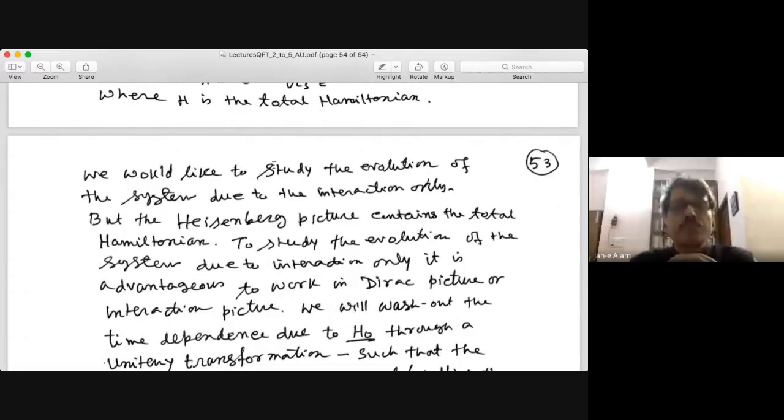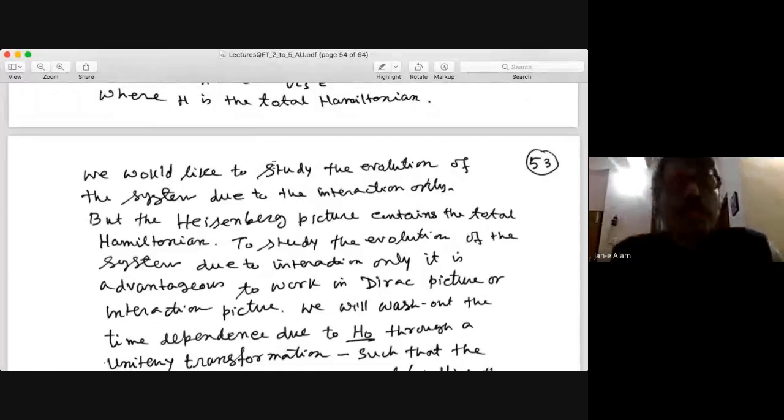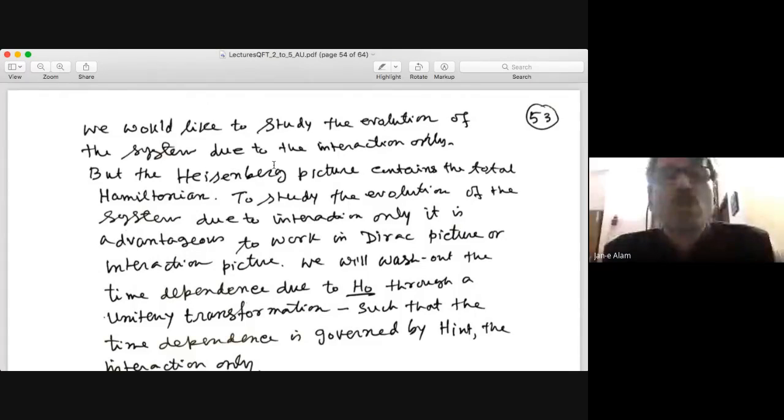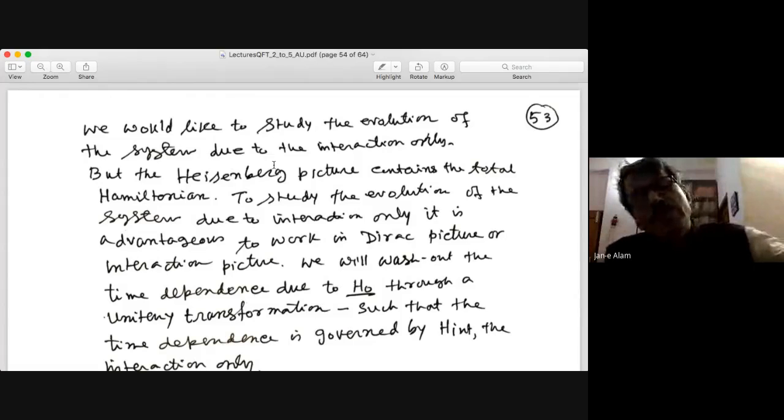So you see, I have written in detail that we would like to study the evolution of the system due to the interaction only. But in the Heisenberg picture, please note that it is the total Hamiltonian. It is not containing only the interaction part. It is containing the total part. I want to separate that out. So to study the evolution of the system due to interaction only, we need to work in a picture which is called the interaction picture or Dirac picture. The Schrödinger picture I have discussed, the Heisenberg picture I have discussed, but I am arguing that I want the signature of the interactions, and for that, to learn some physics out of it.